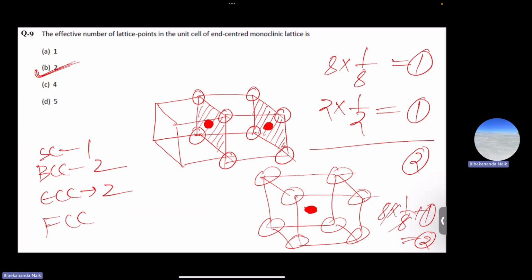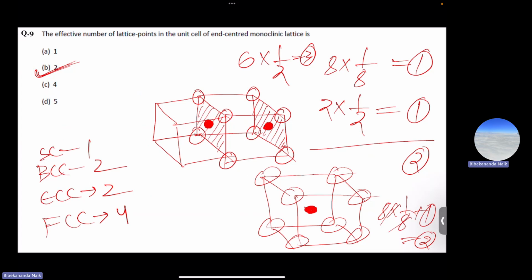And for face centered cubic, atoms are present at all faces. There are 6 faces, so there will be 6 atoms that each contribute half. So it will be 3. So 3 plus this one, it will be 4. So in case of face centered cubic, the effective number of lattice points in a unit cell is 4.